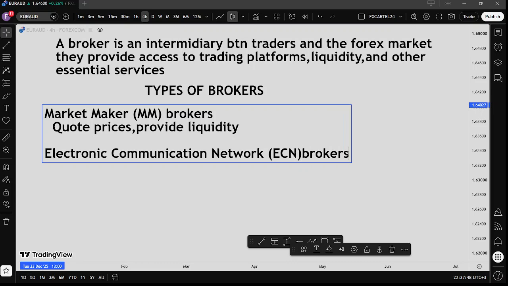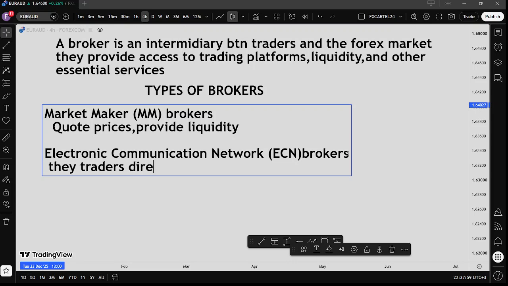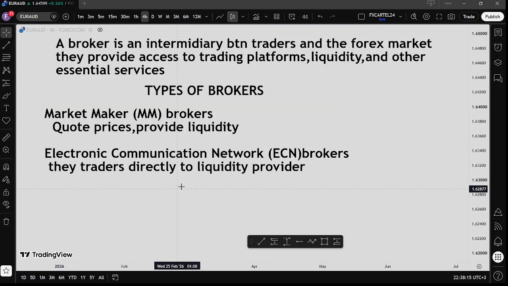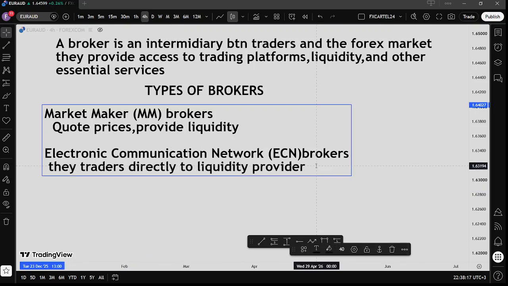What do they do? They connect traders directly to liquidity providers. So who are the liquidity providers? The market maker. Okay, the market maker.